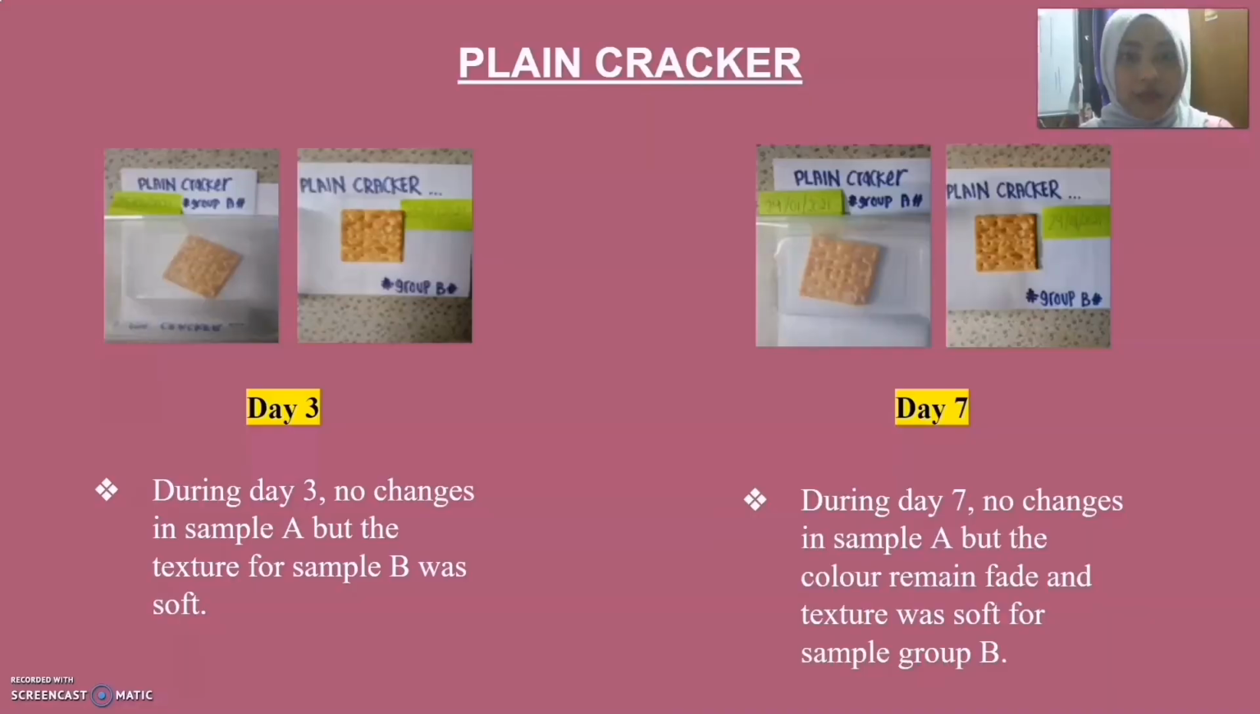This is a few pictures of flame cracker. During day 3, no changes in sample A, but the set seal for sample B was soft. Next, during day 7, no changes in sample A, but the color remained faded and the set seal was soft for sample group B. It can clearly be seen that flame cracker only changes in its physical state, but no morphological and no microbial group.